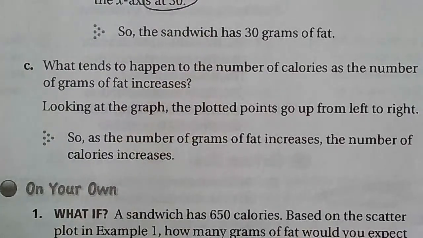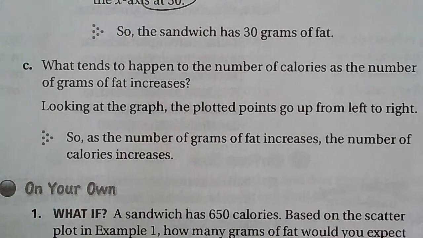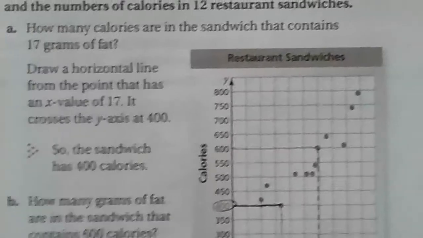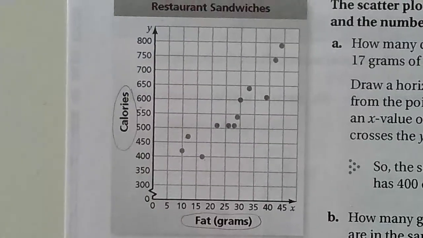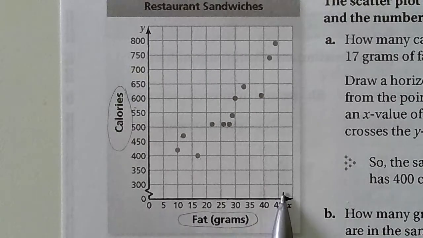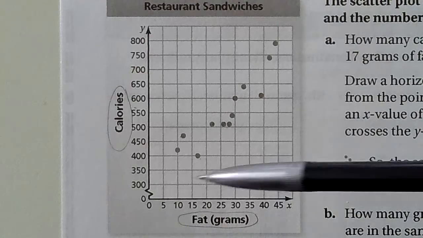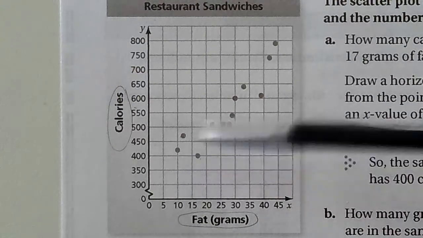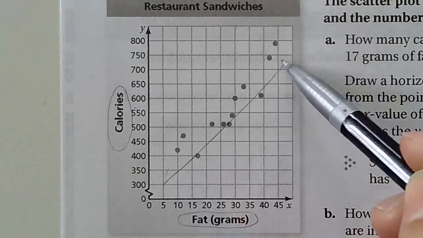C asks a great question. What tends to happen to the number of calories as the number of grams of fat increases? Well, they're asking a general question. As we start to go up this way, what tends to happen to the points? They tend to go up.